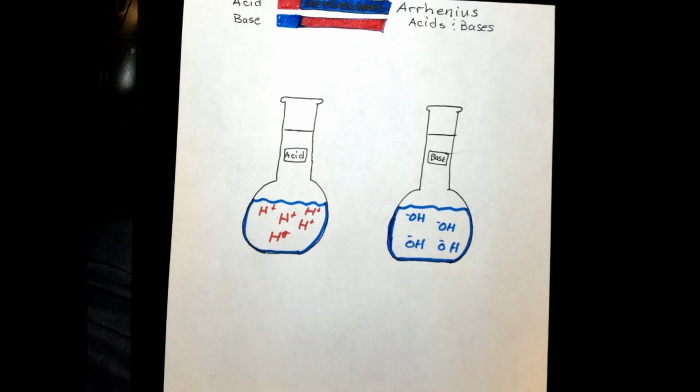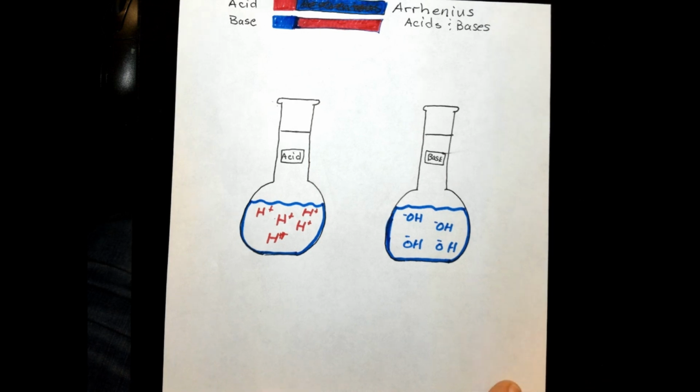Now, let's go into other stuff about acids and bases, because Arrhenius's definition is actually pretty simple. That's easy to remember, just looking at these two pictures. So I'm going to go ahead and talk about some other stuff concerning acids and bases. Okay, let's talk about strength here. What are strong acids and what are weak acids?